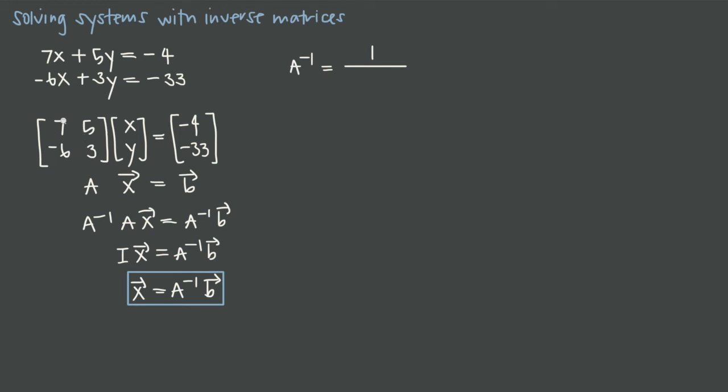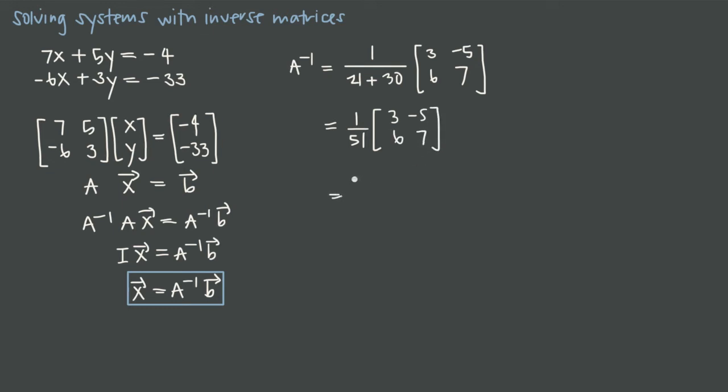So the determinant of A here is 7 times 3, which is 21, minus 5 times -6. Well, that's -30. So minus a -30 is a plus 30. And then we multiply that by this same matrix A, except that we flip the positions of the 7 and the 3. So we get 3 and 7. And then the 5 and the -6 stay where they are, except that we change their signs. So +5 becomes -5, and -6 becomes +6. And then here we'll get 1 over 51, so 1 over 51 times the matrix 3, -5, 6, and 7.